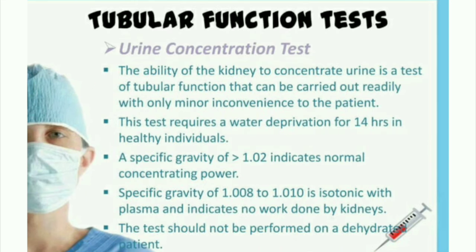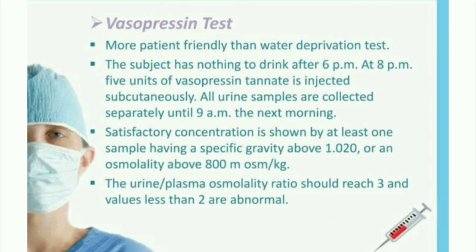Tubular function test. Urinary concentration test. The ability of the kidney to concentrate urine is a test of tubular function that can be carried out readily with minor inconvenience to the patient. This test requires water deprivation of the patient for 14 hours in healthy individuals. A specific gravity of greater than 1.020 indicates normal concentrating power. A specific gravity of 1.008 to 1.010 is isotonic with the plasma and indicates no work done by the kidney. The test should not be performed in dehydrated patients.